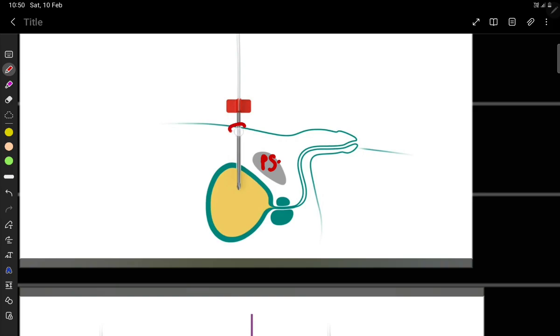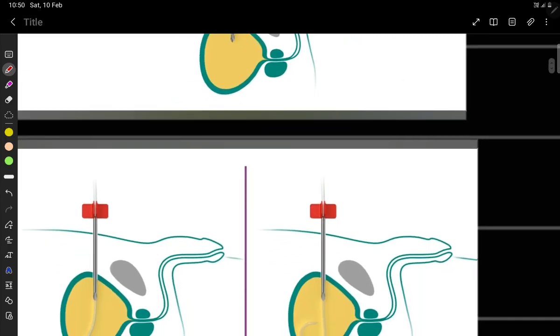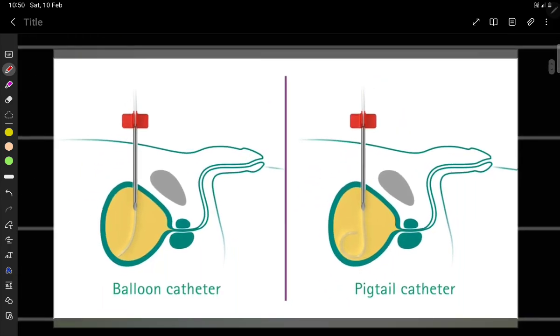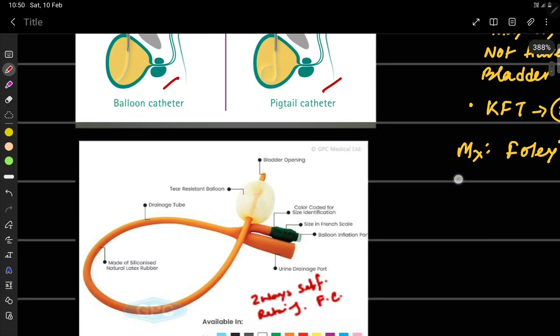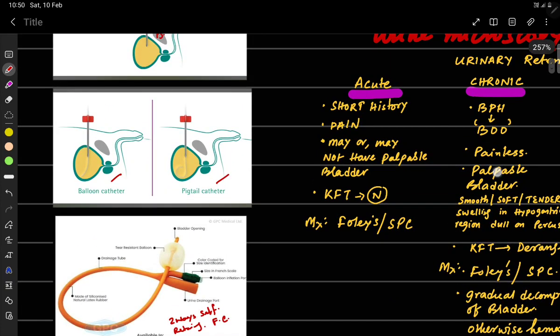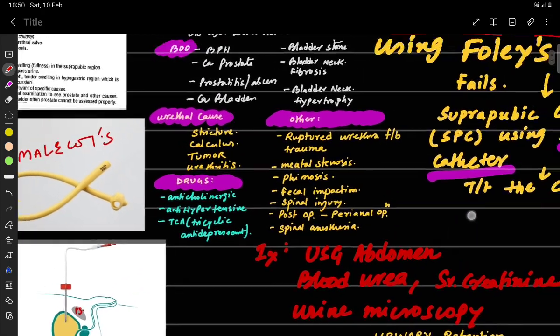First incise the skin, then enter into the bladder, and then put the catheter. This is the balloon catheter. You can put this balloon catheter via this port, or a pigtail catheter. Okay, this is suprapubic catheterization. So done.